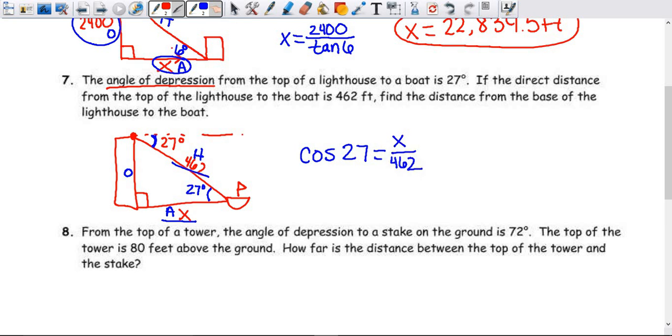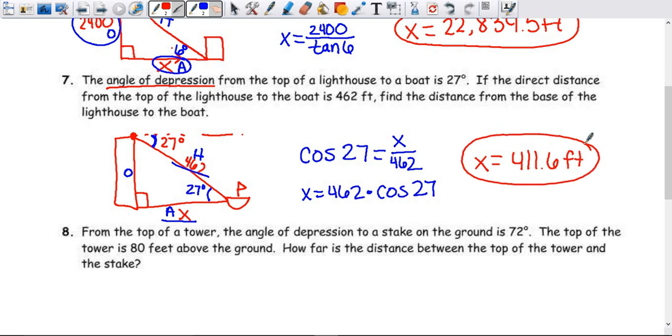The variable is on top, so we will multiply, number is always first. Make sure that angle stays with your trig function, so it has to be the cosine of 27. And then we get that the direct distance from the base of the lighthouse to the boat is 411.6 feet. All right, so we'll go ahead and work on some more of these problems when we get to class, but make sure you have these 4 filled in that we did in this video.